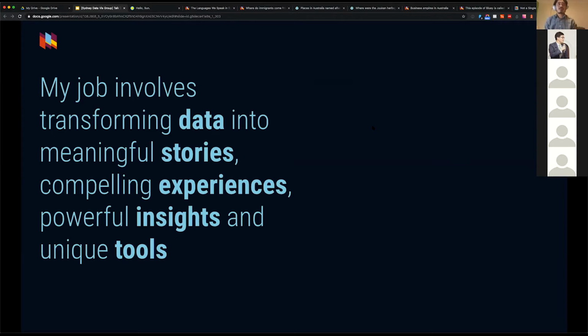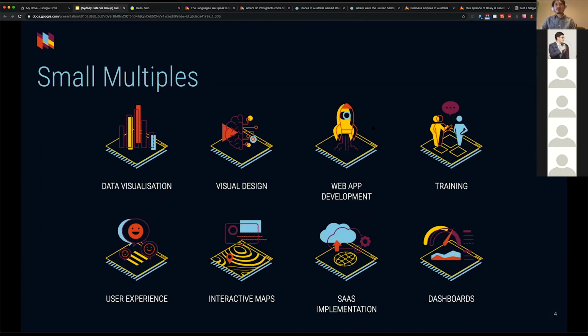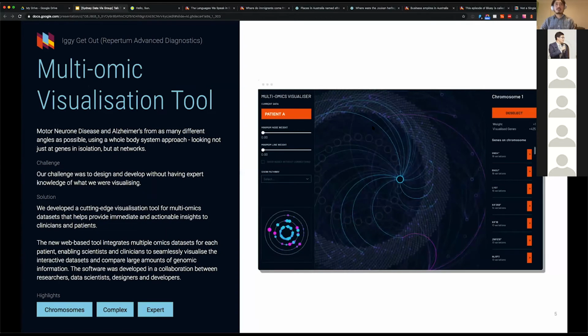So my job involves transforming data into meaningful stories, crafting experiences, and making those experiences help people gain insights and giving people the tools to help them do their job better. So a little bit about the company. These are the type of services we do in addition to just pure data visualization. We do deliver a lot of digital projects as well.